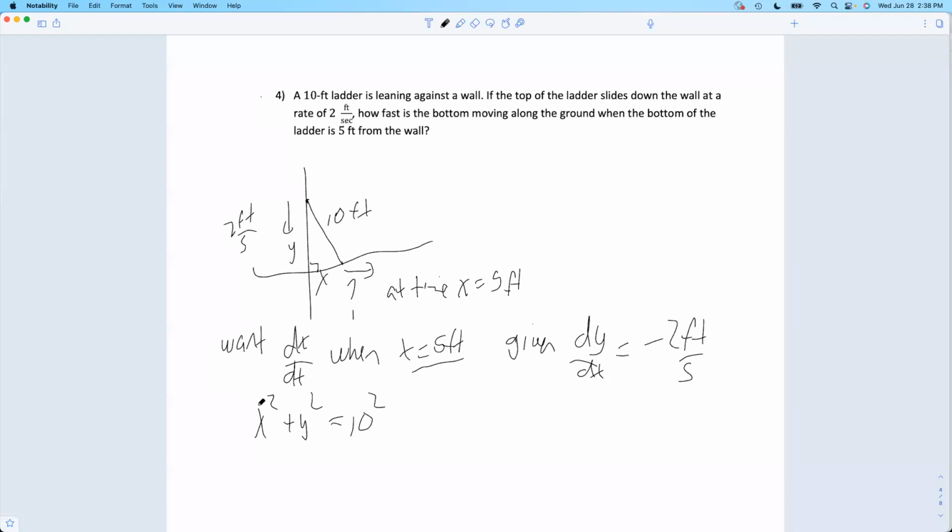So I've related X and Y. Now I've got to relate the derivatives, and we do that every single time by taking a derivative. I can't think of a single related rates problem where we're not taking the derivative with respect to time. Time is almost always our independent variable. So I'm going to note here that X is a function of time, Y is a function of time. That's what this notation means. I'm telling the reader X is X of t, Y is Y of t.